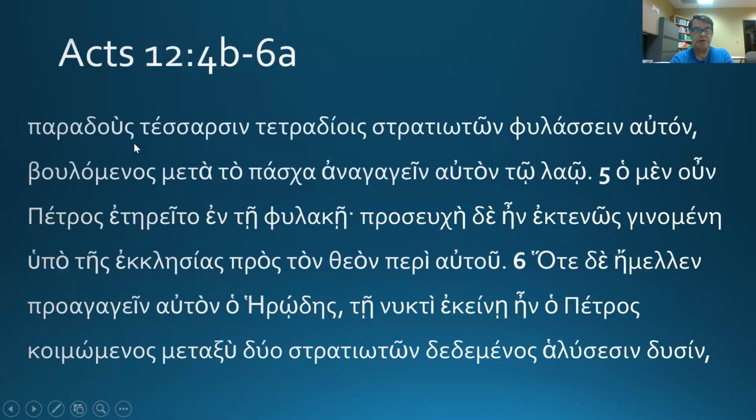having delivered, having handed him over. This is paradidomi, to give over. It can mean a lot of things. Paradidomi is a very flexible word. It can mean to arrest, it can mean to betray. Anyway, but the dou is didomi. Having given over to 4 tetradions, to 4 squadrons. So this is, as you can see, in Latin, it's a quaternion, but basically it's a group of 4. A squad consists of 4 in Roman soldiery.